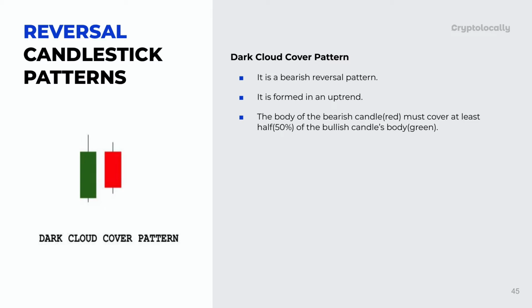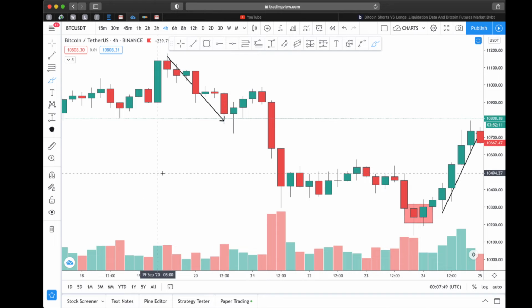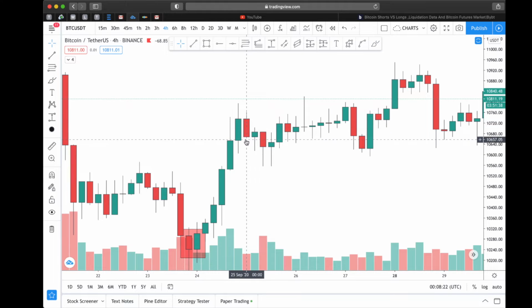So the properties are, it is a bearish reversal pattern. It means when you see it in an uptrend, the trend is about to change to a downtrend. It is formed in an uptrend. That means you see them in an uptrend. The body of the bearish candle must cover at least, you can see, it must cover at least half, which is 50% of the bullish candle, which is the green candle. So let's look at it in a real life scenario. This is a dark cloud cover pattern.